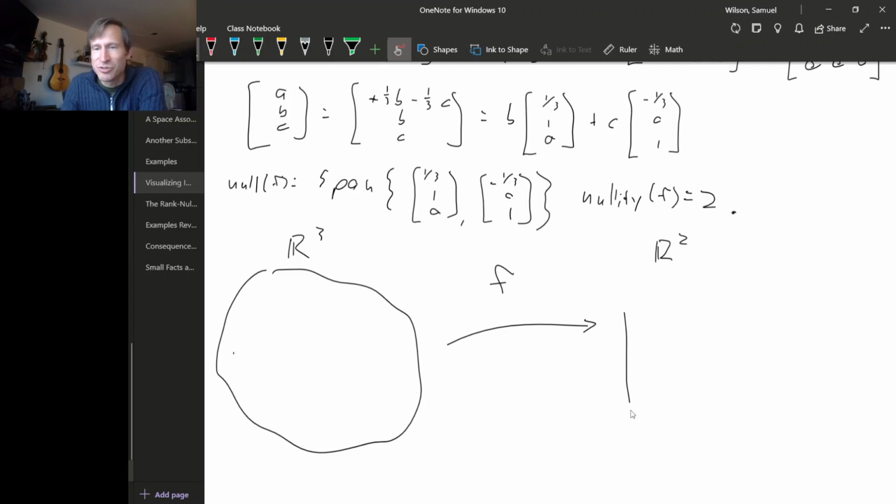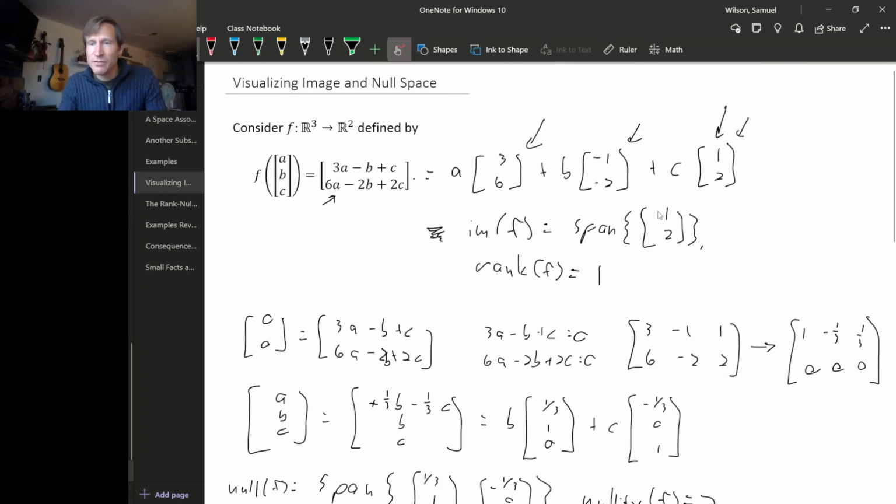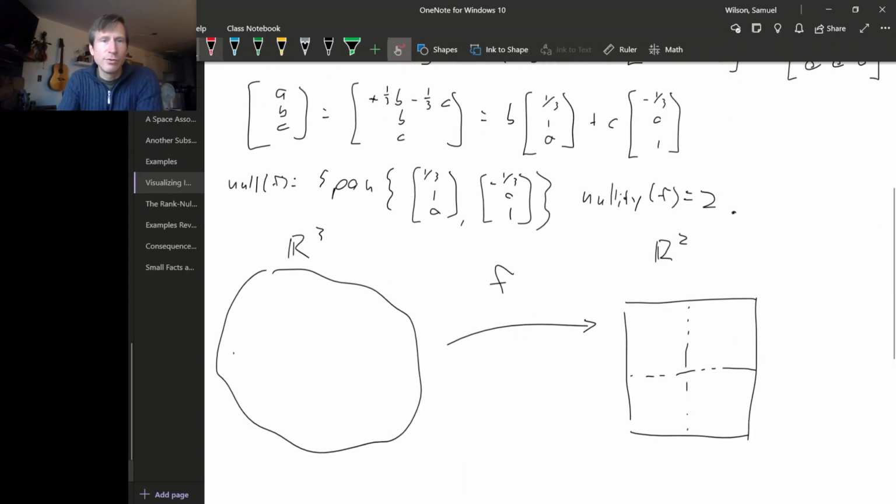R2 is a little easier to draw on the screen because it's a plane, so I can just draw this. Okay, and the image, so let me draw some coordinate axes in R2. In R2, our image is the span of the vector (1, 2). So this we can draw. The vector (1, 2) looks like this, and so the span of that is this subspace. So this red line here, this is the image of the map.